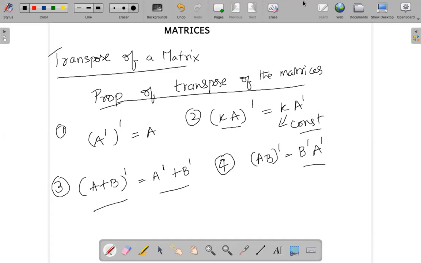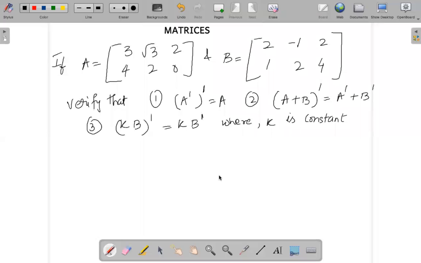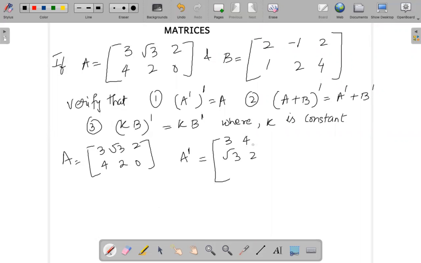Now let us solve this. A is given as this matrix and B has been given as a matrix, and let us verify this. So first let us solve the first one, that is A transpose to the transpose, which is equal to A. So let us put that: 3, 4, and root 3, 2, and 2, 0.